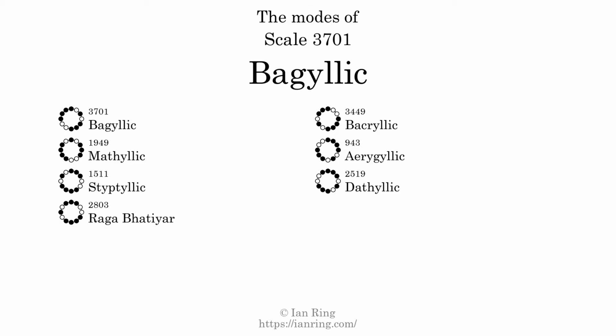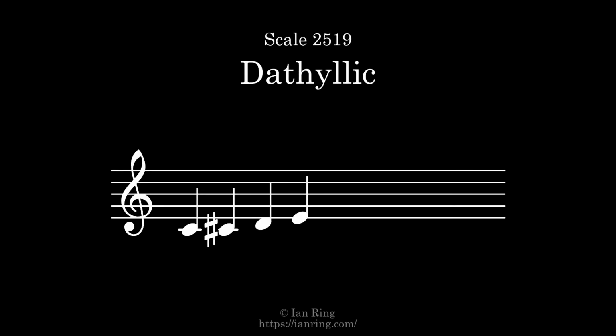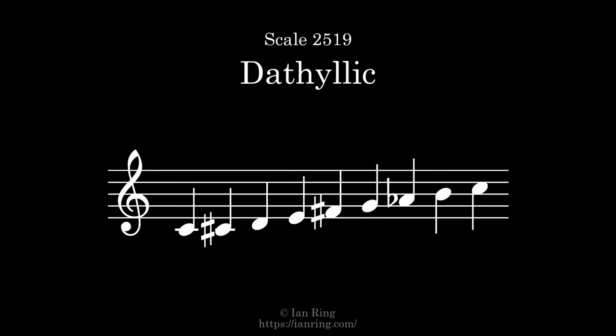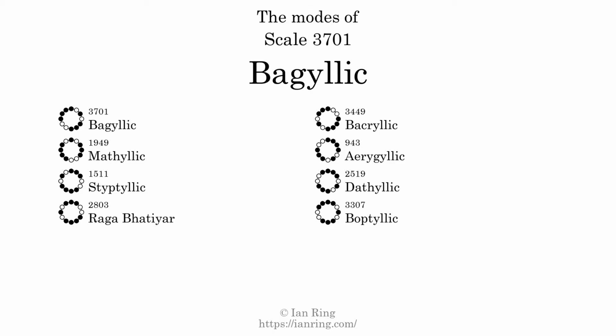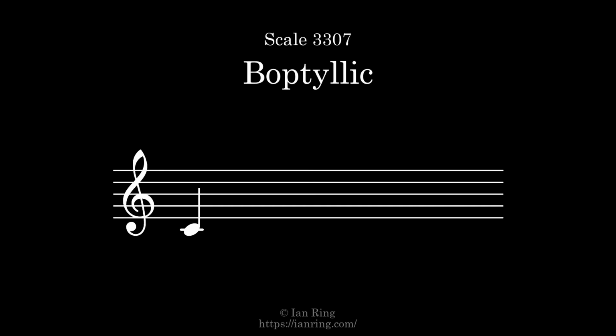The seventh mode is scale 2519, also known as dithylic. It sounds like this. The eighth and last mode is scale 3307, also known as boptilic. It sounds like this.